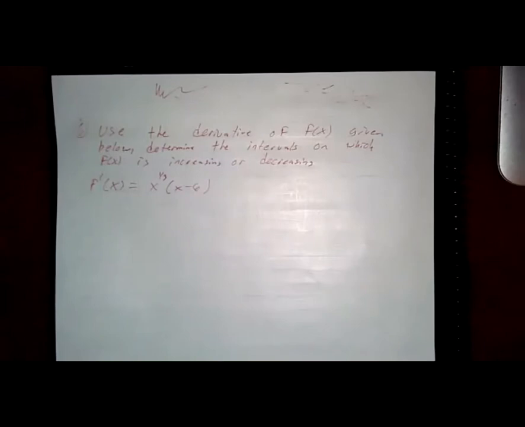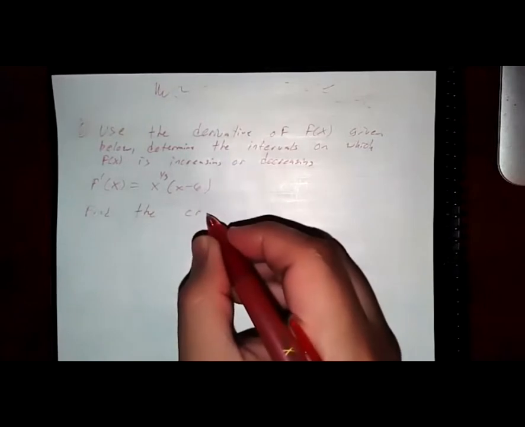All right. So this one, they were nice enough to give us the derivative, which is this: x to the 1/3 times x minus 6. So we need to figure out what's going on. So find the critical points first. Is that x to the power 1/3? Yeah, 1/3. I thought it was 4. Okay.